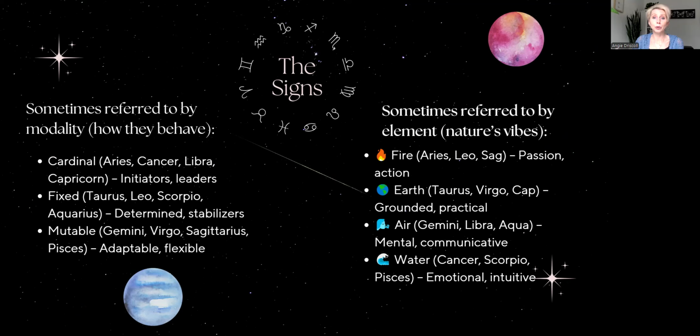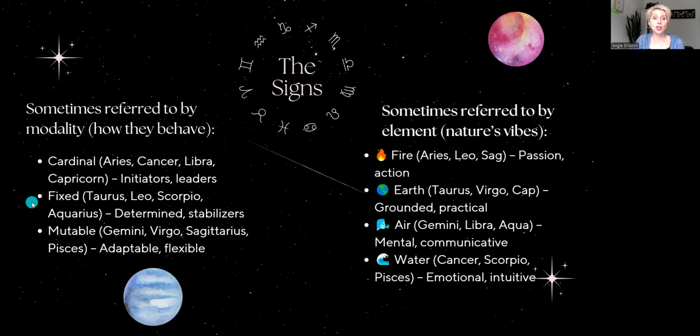Instead of just going through all of them one by one, I want to speak to you about how they're broken down, because you will frequently hear them referred to in this way. The first way is by their modality, which means how they behave. You might hear of cardinal signs, fixed signs, and mutable signs. The cardinal signs are Aries, Cancer, Libra, and Capricorn, and these are initiators and leaders.